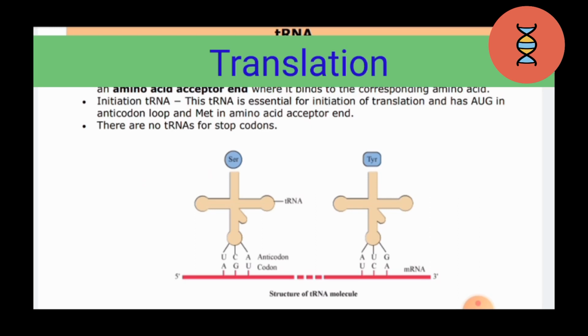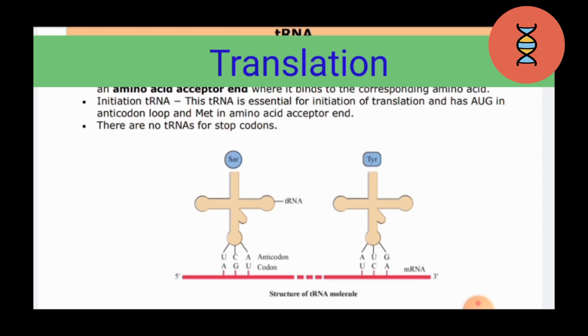Now coming to the function of tRNA. tRNA acts as the adapter molecule. Now what is an adapter molecule? Adapter molecule means that with tRNA, amino acids come and attach at the amino acid attachment site. Later the amino acid is joined with the growing polypeptide chain during the translation or the protein synthesis. That is the main function.